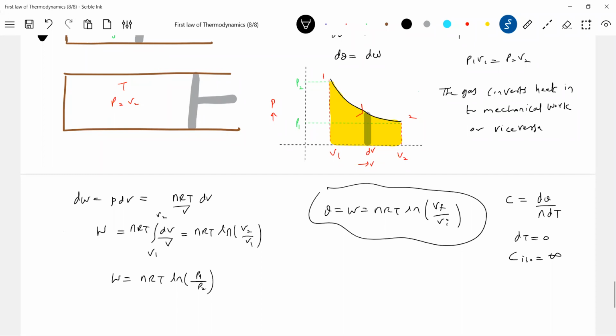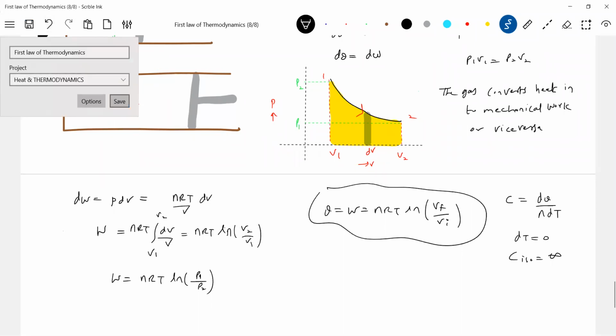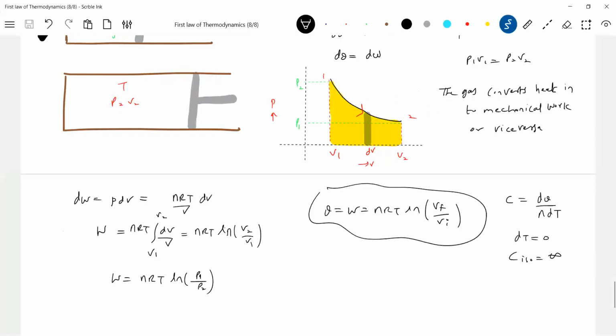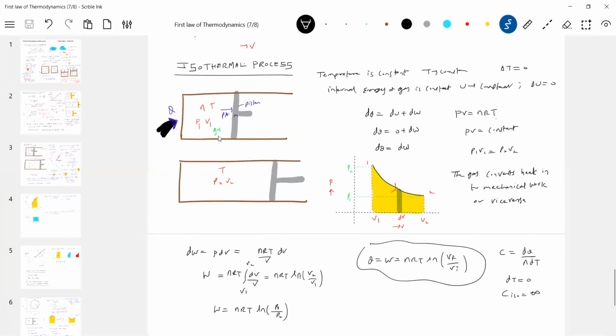Sir, which gas will undergo isothermal process? Anybody? Which all gases will undergo isothermal process? Anybody wants to give a reason?